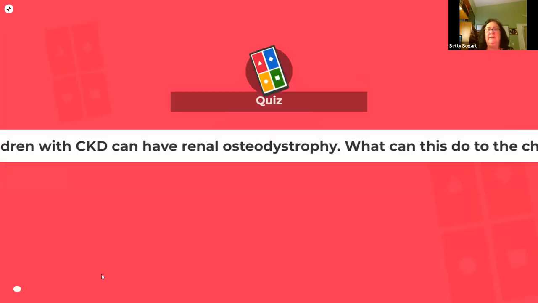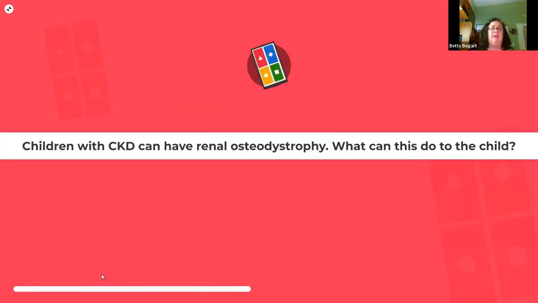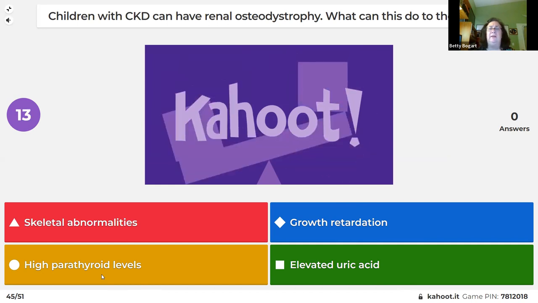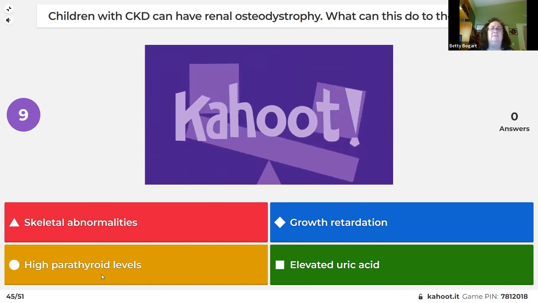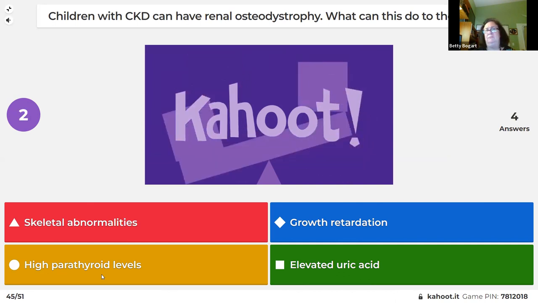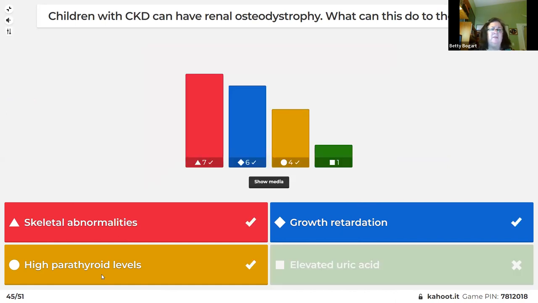A multi-select. Children with CKD have renal osteodystrophy. What can this do to the child? Osteo, bone, right? Dystrophy means some abnormality. Has to do with a child with calcium, right? Bones, calcium. We know the parathyroid gland works with calcium.